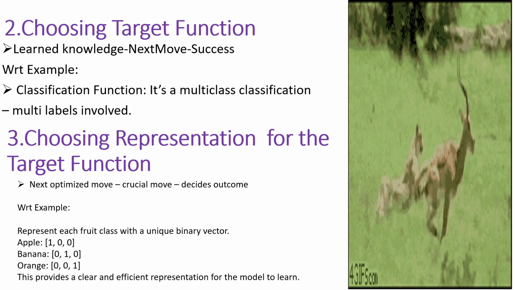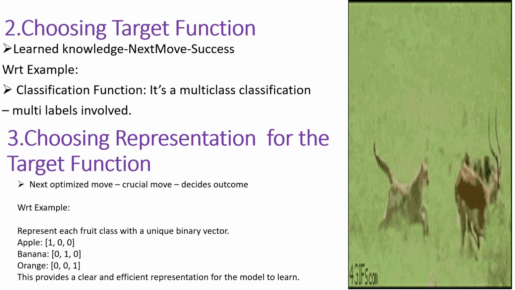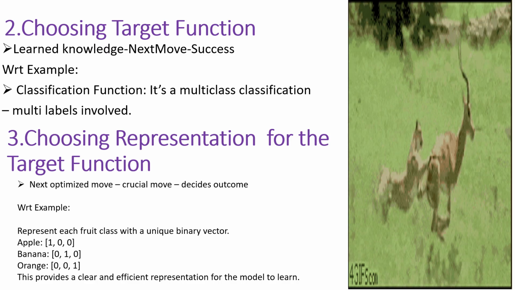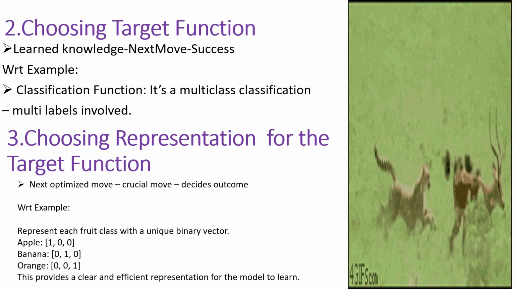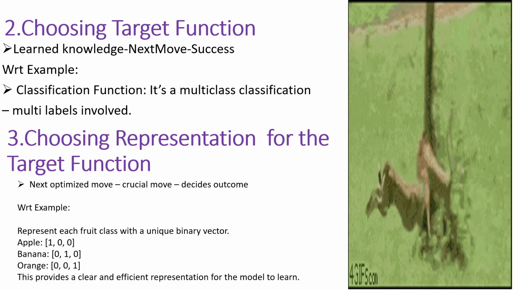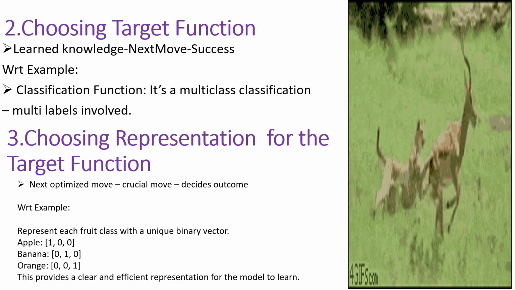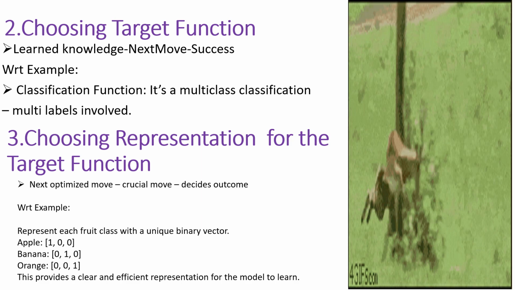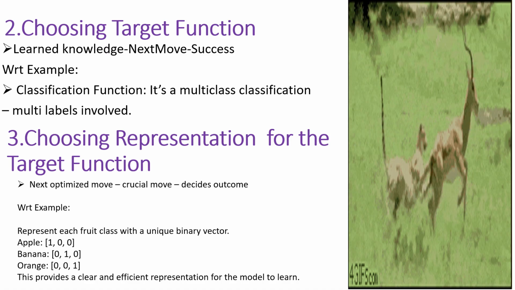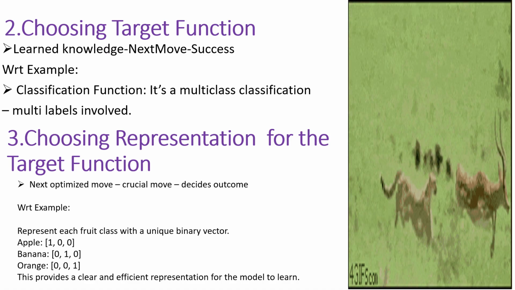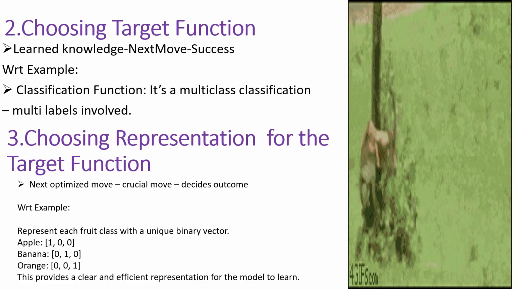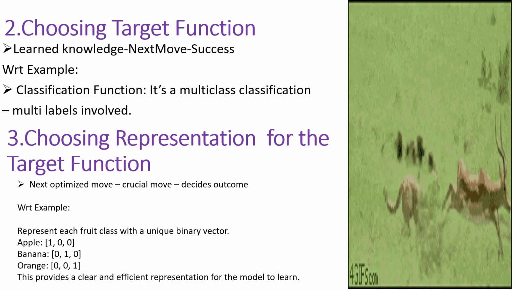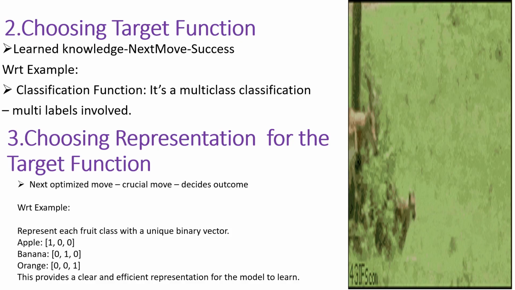If you want to move very close to the outcome, then the learned experience should suggest what the next move should be, and that leads to success or failure. So if I'm giving you a basket of fruits and I want you to classify from that, then the classification function is a multi-class classification. It consists of so many fruits, so multiple labels and multiple outcomes are involved. In such a way it should predict what kind of target function it focuses on while learning the model. The next move should be decided based on the function.